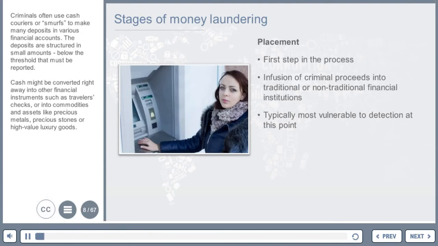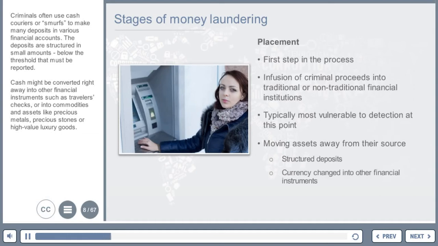Criminals often use cash couriers, or smurfs, to make many deposits in various financial accounts. The deposits are structured in small amounts, below the threshold that must be reported. Cash might be converted right away into other financial instruments, such as traveler's checks, or into commodities and assets like precious metals, precious stones, or high-value luxury goods.